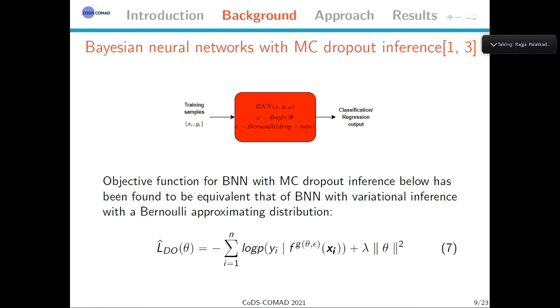The following is the objective for the Bayesian neural network with dropout inference, and this has been found to be equivalent to that of Bayesian neural network inference considering a Bernoulli approximating distribution. The only difference is the regularization term and the prior term, the KL divergence with the prior. Both have been found to be equivalent if you substitute the prior to be a Gaussian. Hence, doing variational inference with a Bayesian neural network is the same as doing MC dropout inference, and we can replace the entire difficult mathematics with a simple dropout layer.